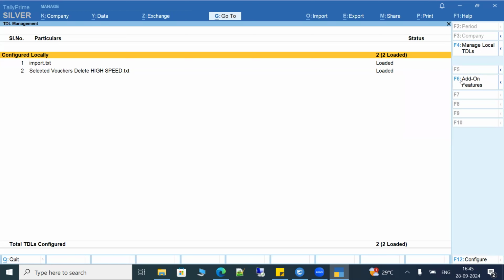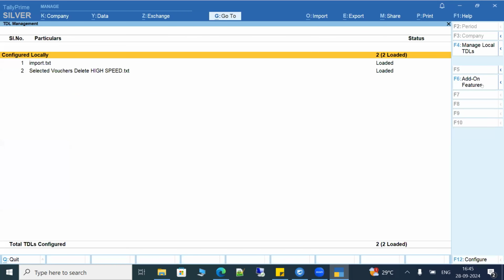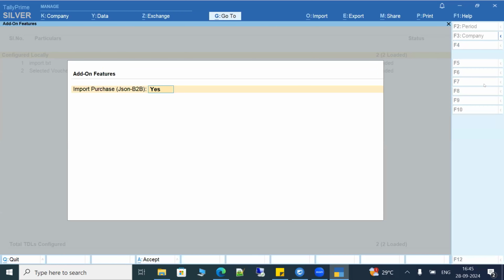After this, there is a standard configuration from F6. If you click F6 here, this is basically about whenever an add-on is added, how you want its functionality. Do you want to activate it? Yes. If those TCPs require any standard configurations, all those are set here. Once you enable it here, it will activate for that respective company. If you have 10 companies, you'll have to activate it for all 10 companies.